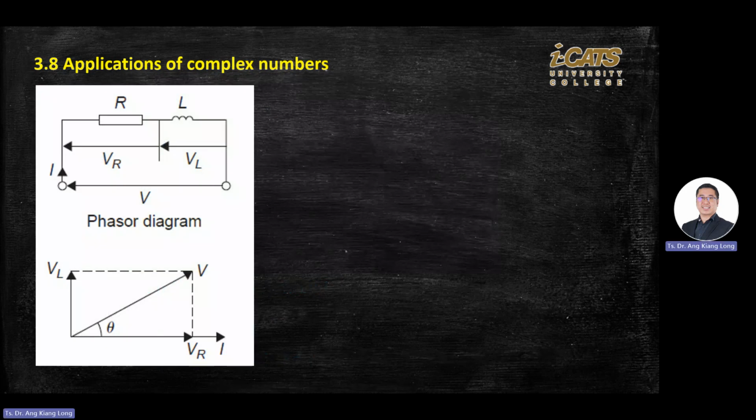Some application questions purposely ask you about the electric diagram. So this will be the phasor diagram. It looks something like this, with L, R, I, quite standard. So this is the VR, and this is the VL.